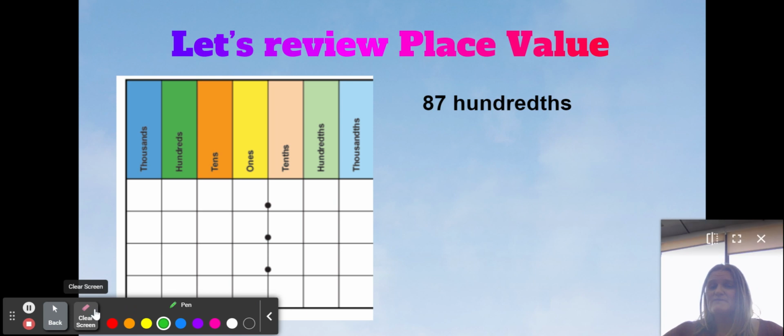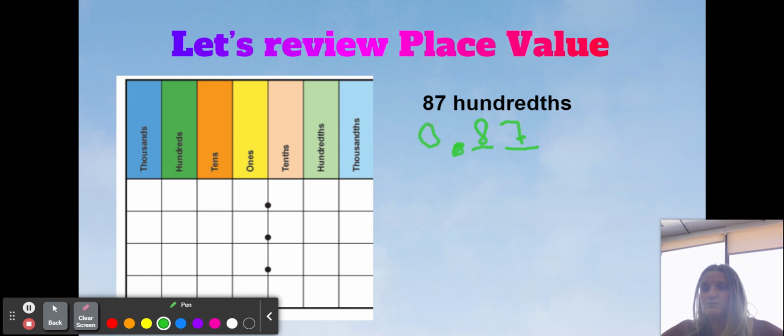Let's review just by writing 87 hundredths. So I know hundredths has two spots after the decimal. Make that look like a decimal. So I would fill this in with 87. And I have a zero placeholder. Please do not forget that zero placeholder. It's going to be very helpful as we move forward.